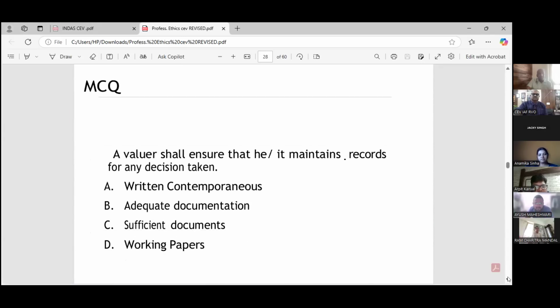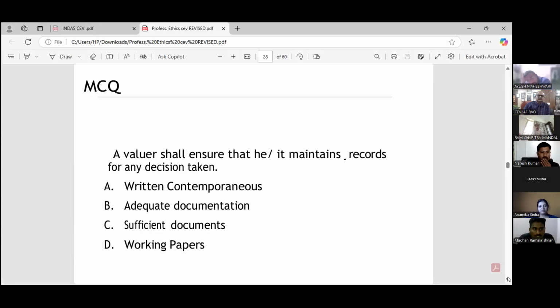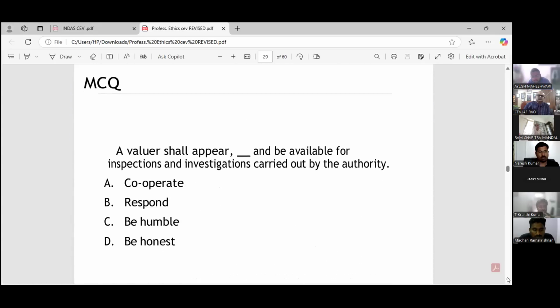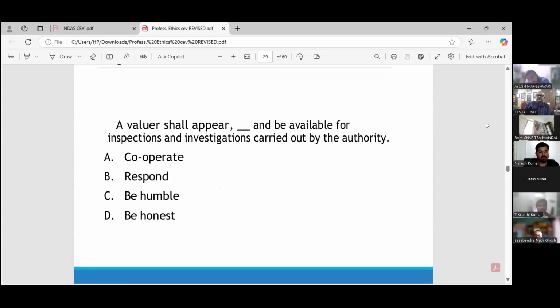A valuer shall ensure that he maintains a record for any decision taken. The valuation report contains sufficient documents or adequate documents. The answer is a written contemporaneous record: a day-to-day record we have to maintain.